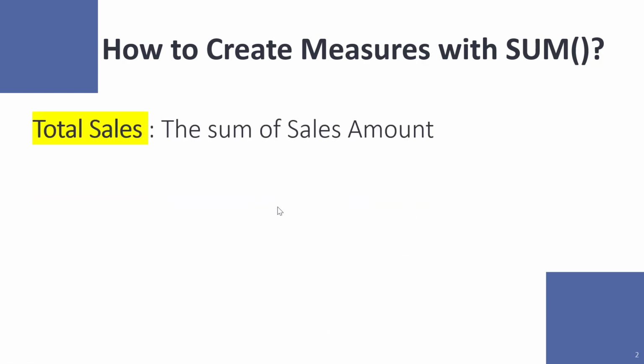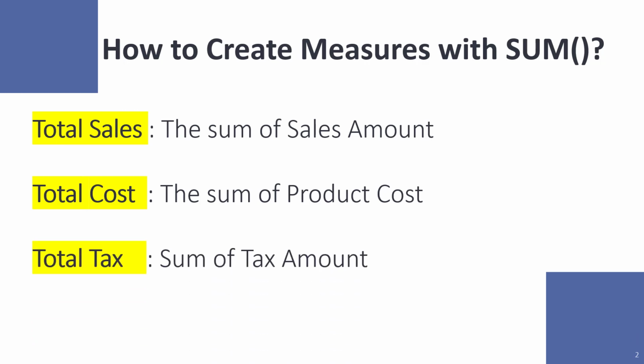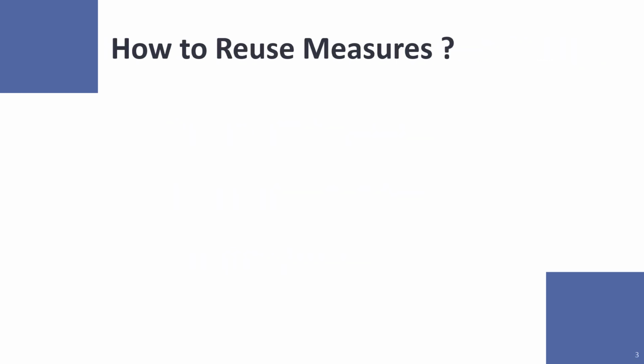The first measure we are going to create is the total sales, which is the sum of sales amount in the sales table. The second measure will be total cost, which is the sum of product cost. And the third measure we are going to create is the total tax we paid, which is the sum of tax amount. So after the three measures are created, we are going to learn how to reuse the measures.